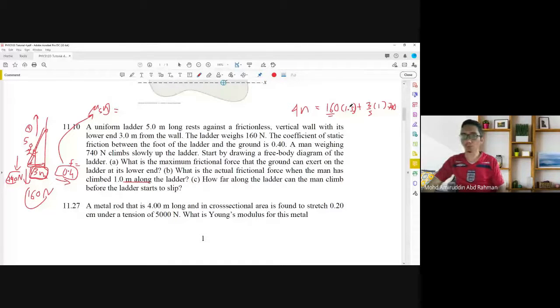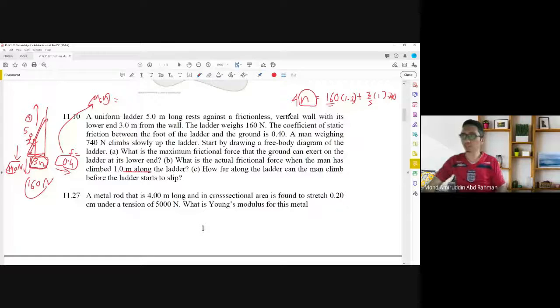Okay, so once you have that, you need to find out what is your N, the frictional force. So once you have that, your frictional force will be 171 Newton. So that's for B. And then, how far along the ladder can be climbed before the ladder starts to slip?